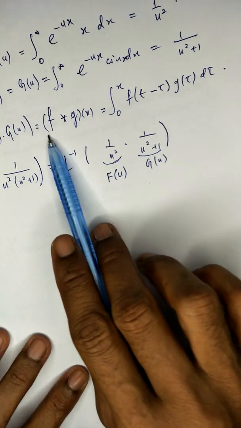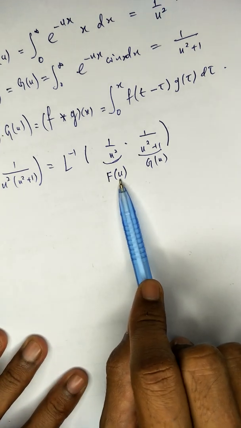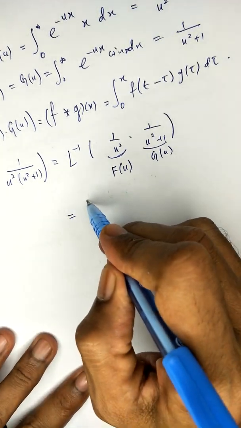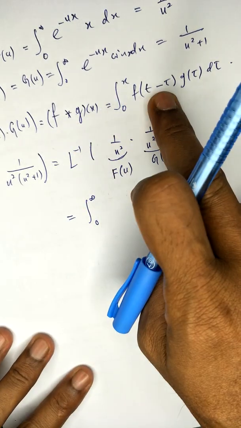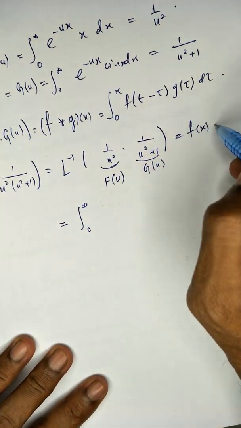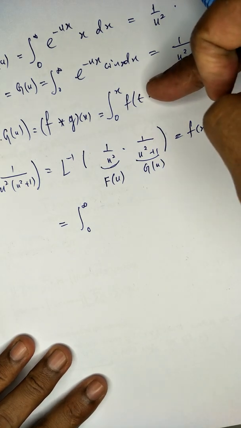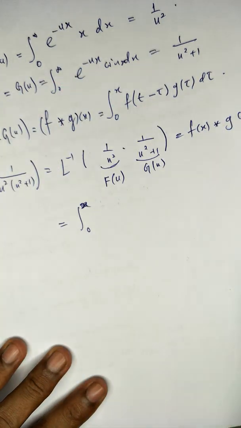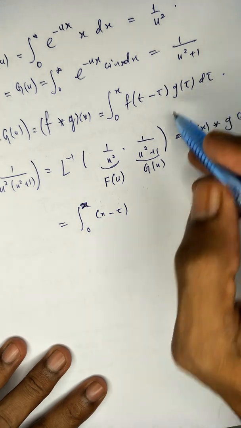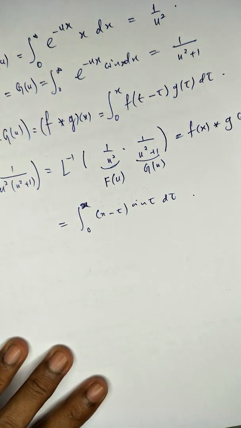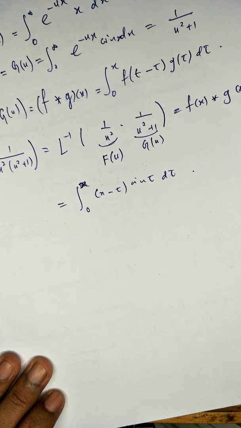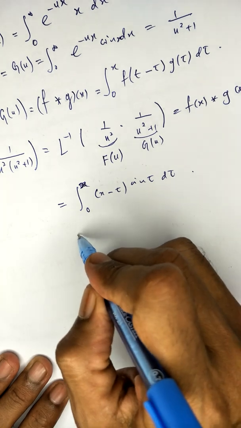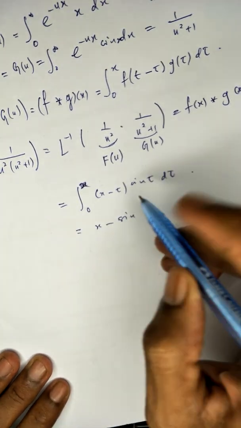Okay, so if you apply this, we have the inverse of F(u) G(u). We apply the convolution directly, because this will give you f(x) and g(x), and by definition we have the integral from 0 to x of f(x minus tau) sine tau d tau, where f is x, so we have x minus tau times sine tau d tau. Again, you can use integration by parts here. That will give you x minus sine x.